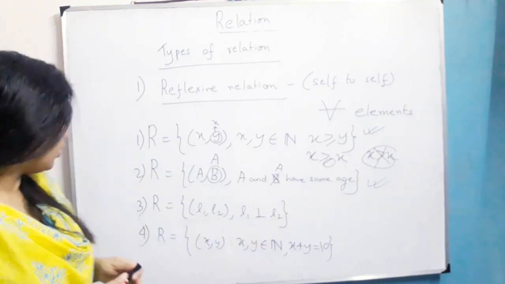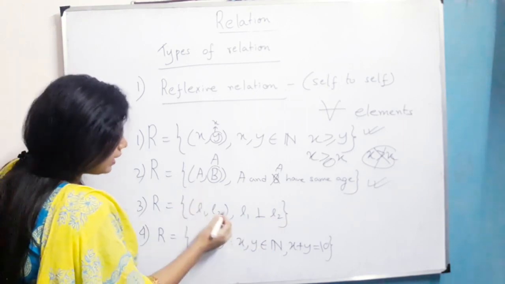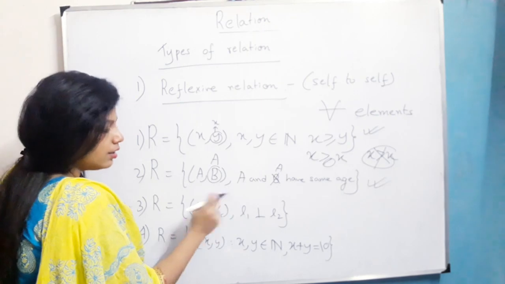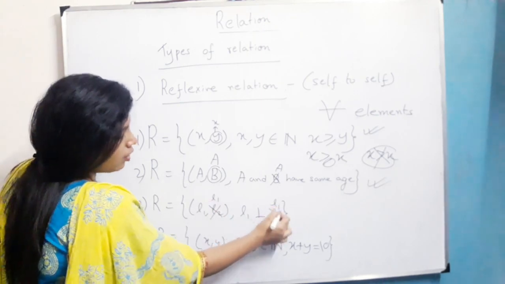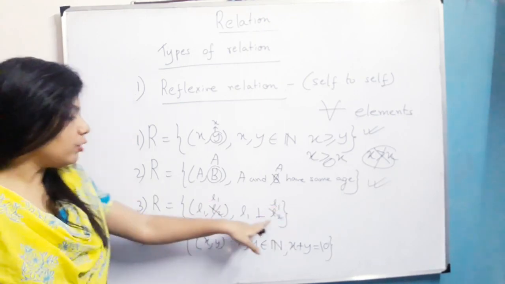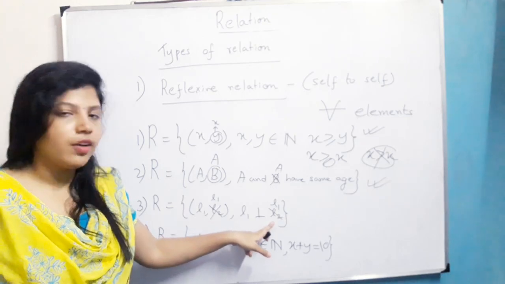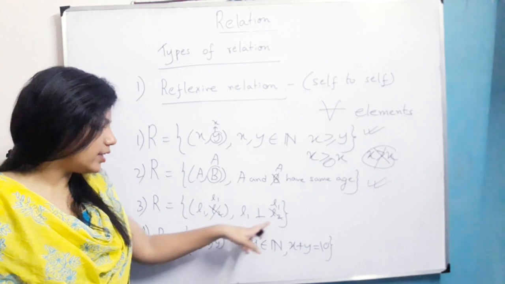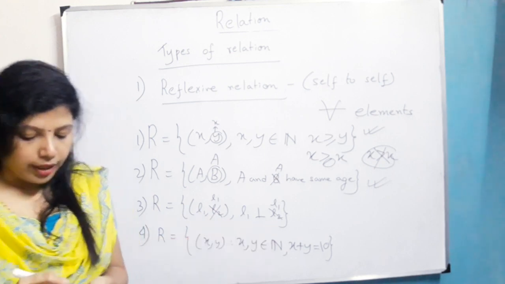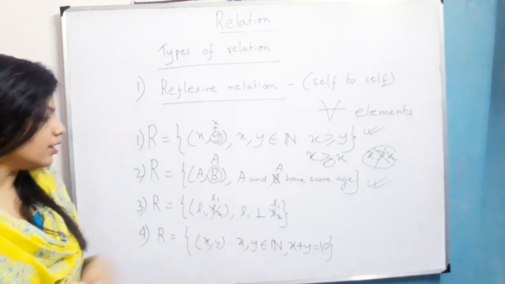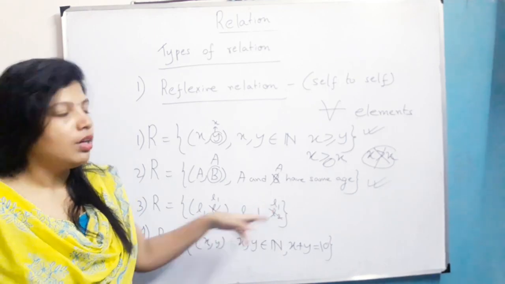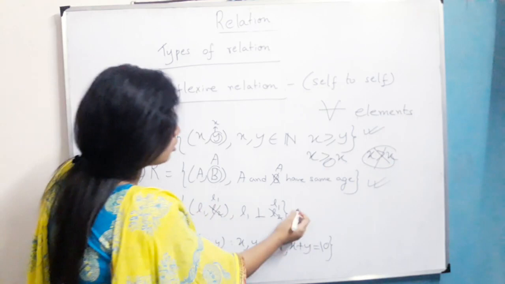Now number 3, (L1, L2), L1 perpendicular to L2. Think once. If I replace L2 by L1, both are L1, so I have to replace this one also. You don't show this in the answer sheet; it is only for the explanation, never write like this. If I replace that, then L1 perpendicular to L1, is it true? No, that means this one is not reflexive.